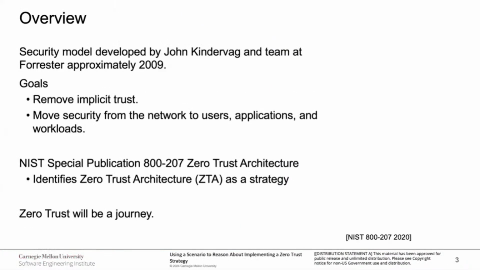Okay, so we'll do a little bit of background. Hopefully this is a review for most of you. This model, Zero Trust, was developed by John Kindervag at Forrester in 2009. The biggest things about it were removing implicit trust and moving the security focus from the network to users, applications, and workloads. So that's thinking about getting away from that VPN that people lived with so much during the pandemic. One of the key documents that came out not too long ago was NIST 800-207, and this talks about a zero trust architecture as a strategy.